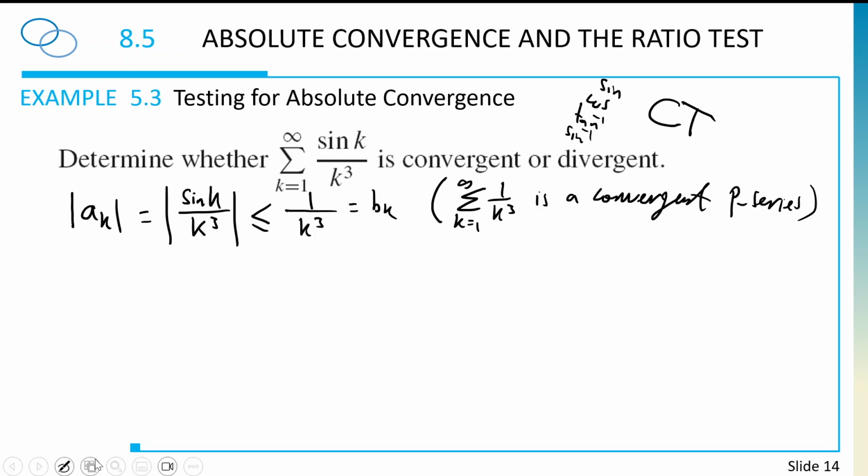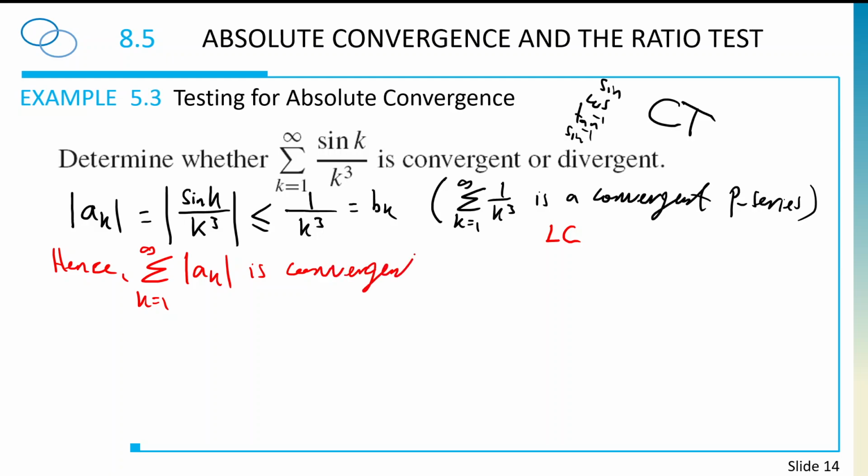Now I'm comparing with something convergent and it's less than. So this is the case, remember from our previous studying, of the larger one convergent. So if the larger one is convergent, then the smaller one is convergent. So I can say that hence sigma, with the absolute value, from k equals 1 to infinity is convergent.